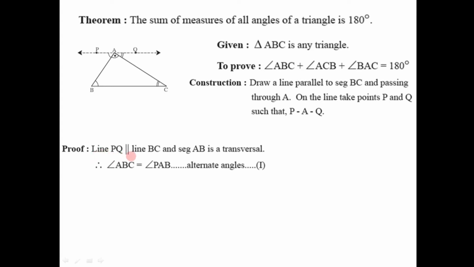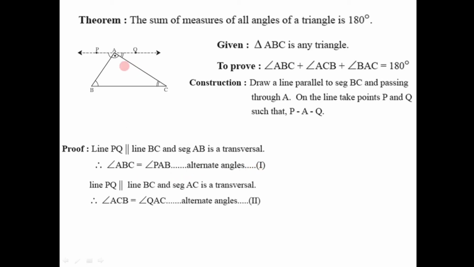Now here we start with the proof. Line PQ is parallel to line BC as we have constructed here. And now consider AB as the transversal. If AB is a transversal, then angle ABC and angle PAB, these two angles are alternate angles. And we have earlier studied that if two lines are parallel, then the alternate angles are congruent. That's why angle ABC is equal to angle PAB, as they are alternate angles. We'll call this equation number 1.